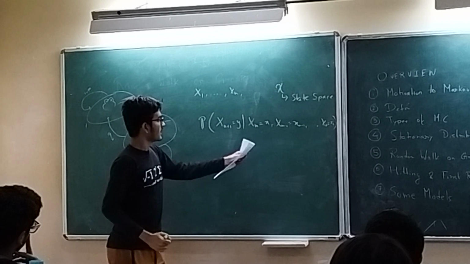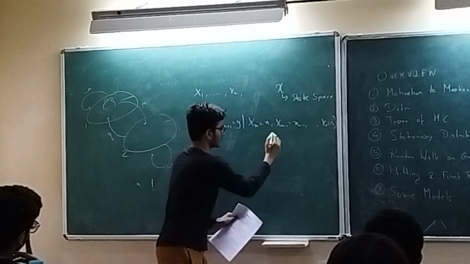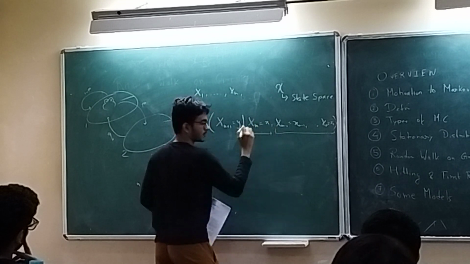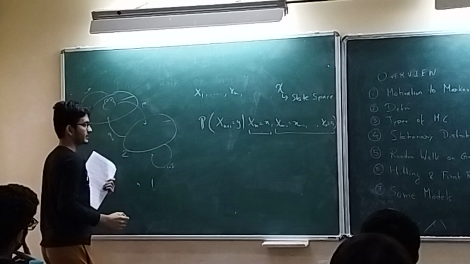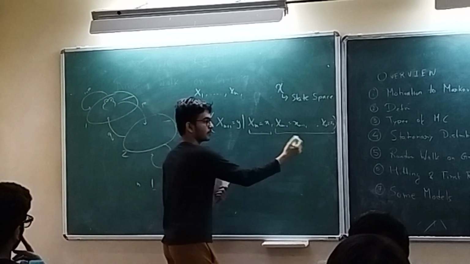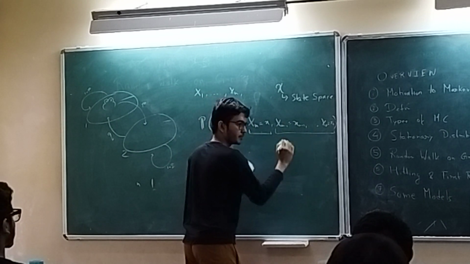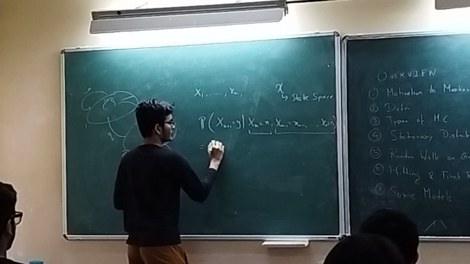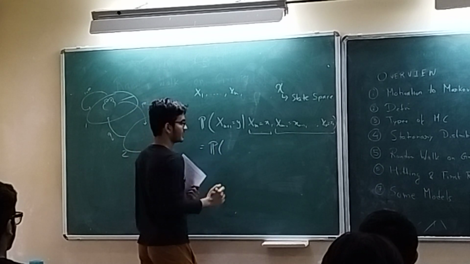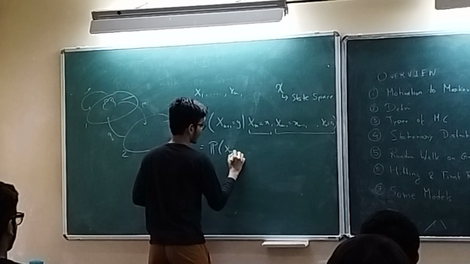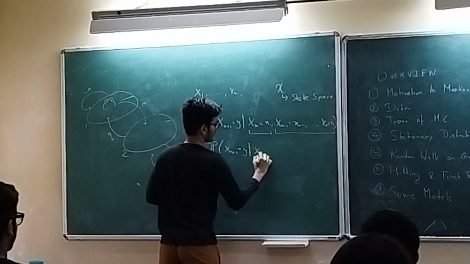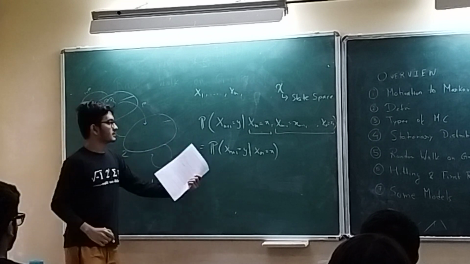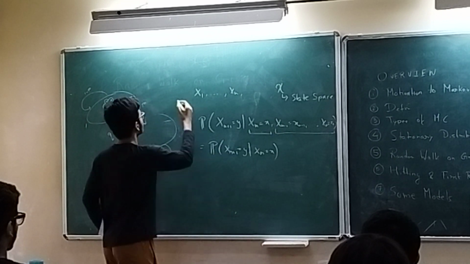So what is this saying? I know everything about the past. So this is the past that has happened, and I also know what is the present. Now what does this thing say? Even if we know the past, the information that we have from the past is completely irrelevant. So only this thing is enough to determine, or rather probabilistically determine, the future. So this is the definition of a Markov chain.